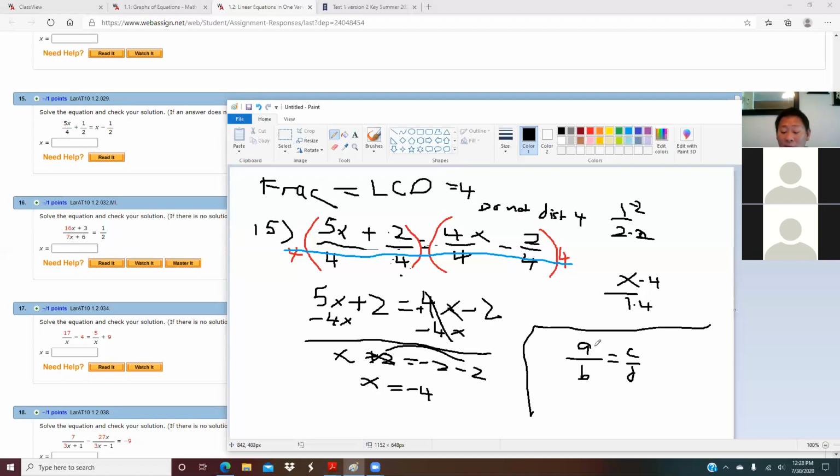And how do we solve it if it is a proportion? You cross multiply. You take A times D equals B times C.